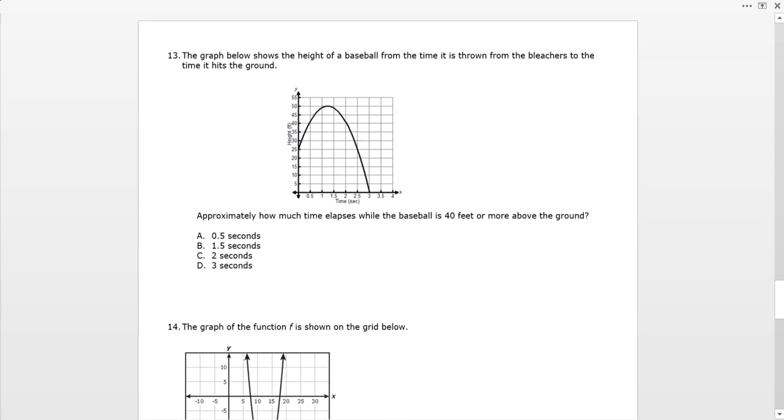Okay, 13. This one's a little tricky also because we're looking for the time when the baseball is 40 feet or more above the ground. So here's my 40. We want to know how long it is from here to here when the baseball is higher than 40 feet. So I'm starting at 0.5 and I'm going to 2, which is 1.5 seconds. How much time did you spend on that? Because that was so easy.